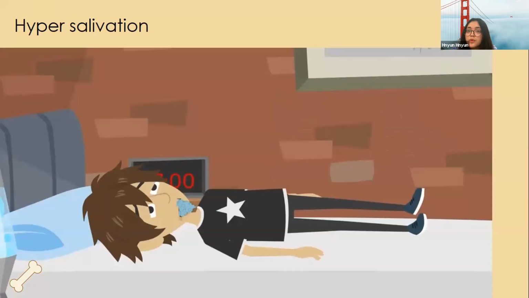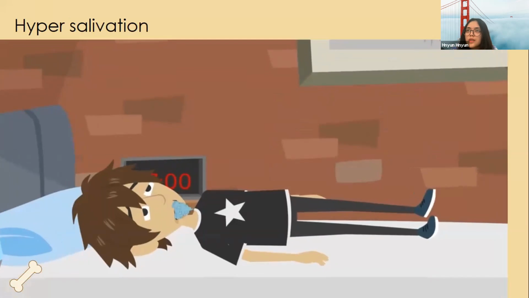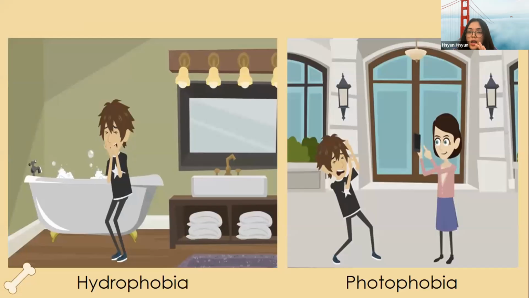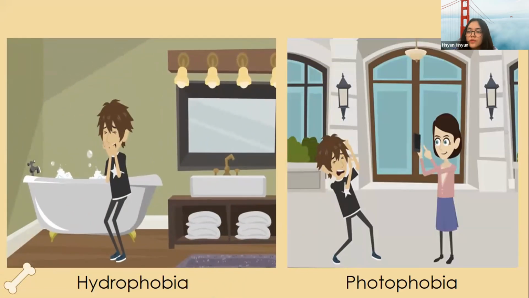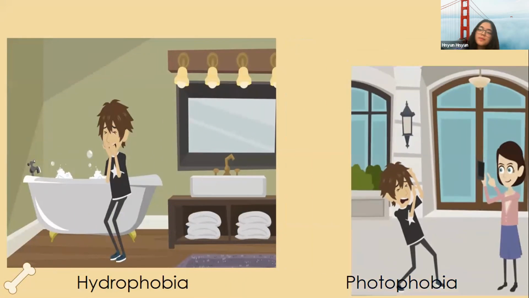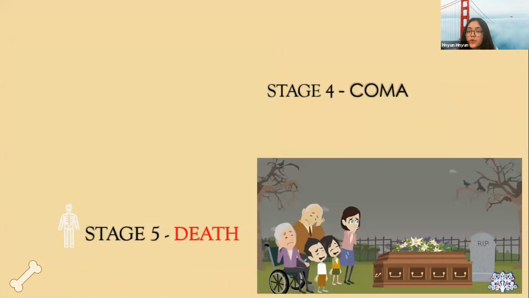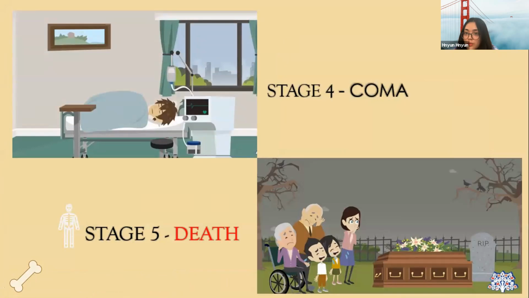It also includes hypersalivation, which is producing excess saliva that probably falls from the mouth. It also includes hydrophobia, which is the fear of water, and photophobia, which is the fear of light. So finally, stage 4 and stage 5 are the coma and death. Once he enters a coma, death will occur in a matter of hours.